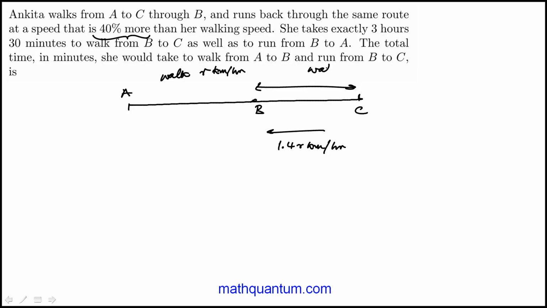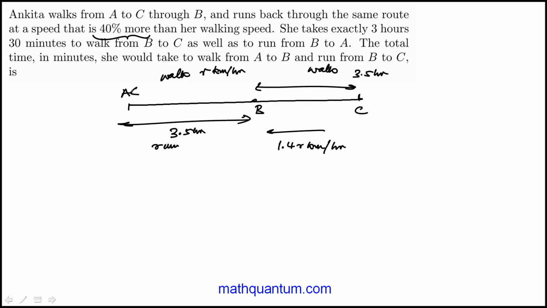Now we're told that she takes exactly 3 hours 30 minutes to walk from B to C. So walk 3.5 hours to walk from B to C, as well as to run from B to A. So 3.5 hours to run.